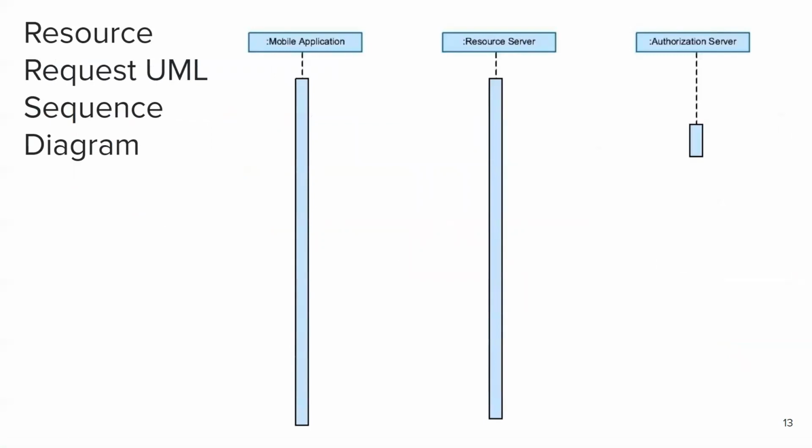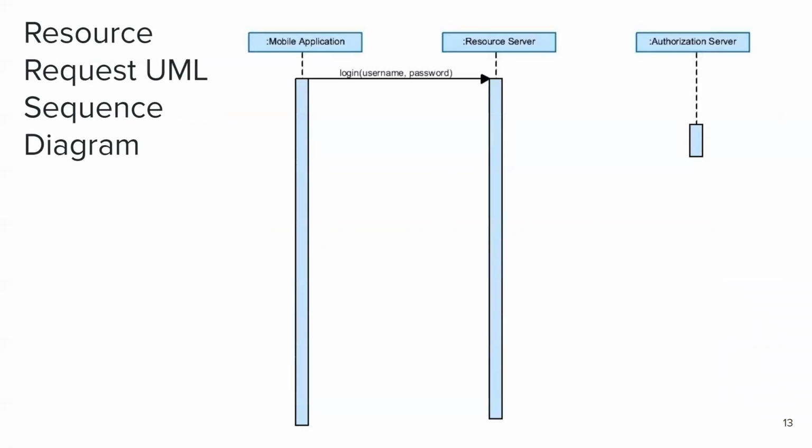But first, let's discuss how the system handles resource requests using a UML sequence diagram. What a sequence diagram does is it shows how the different components interact with each other and communicate with each other to perform tasks.